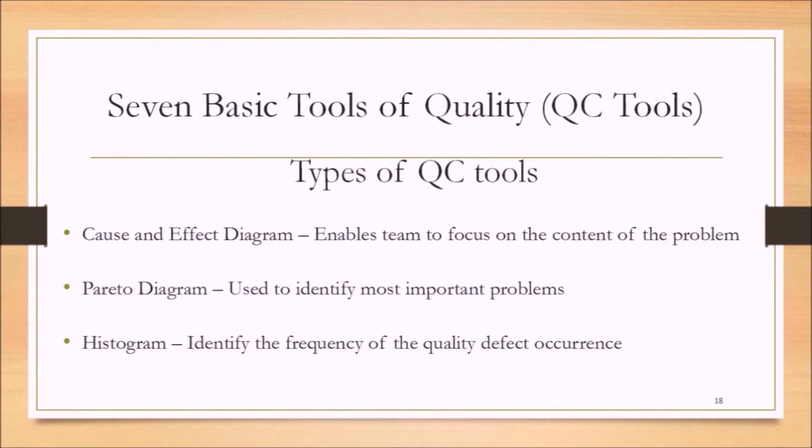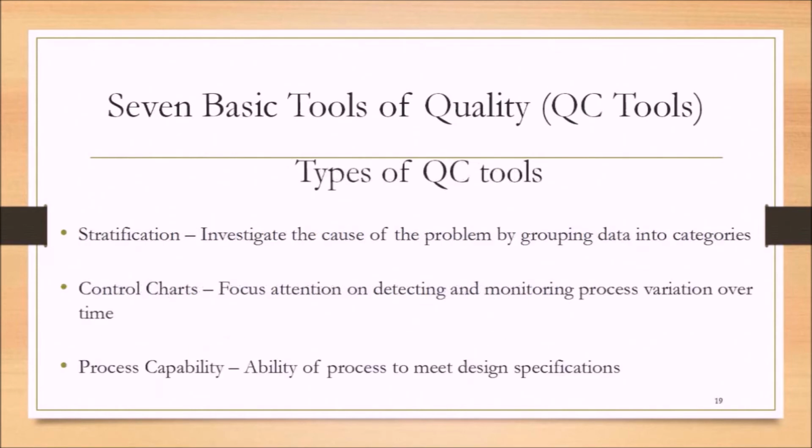A histogram is used to identify the frequency of quality defects. Stratification investigates the cause of a problem by grouping data into categories. Control charts focus attention on detecting and monitoring process variation over time. Process capability provides the ability for the process to meet design specifications.